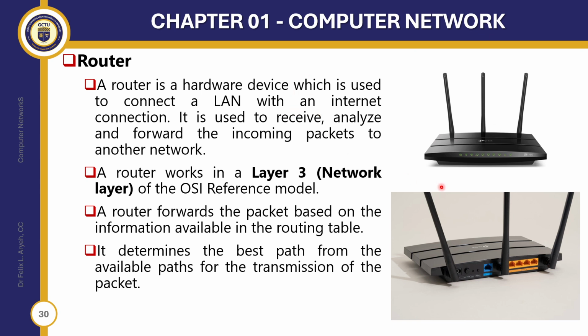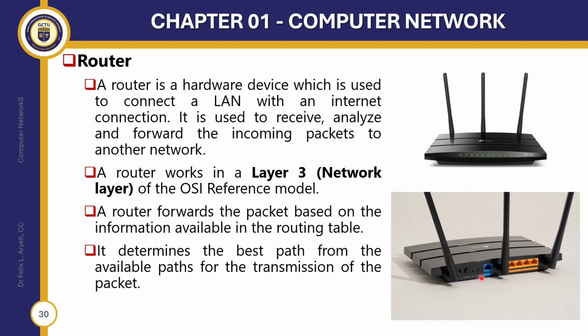These are routers. We've seen routers all over the place. A router usually has two network cards, two networks. So this is one network and this is also another network. A router is a hardware device which is used to connect a LAN with an internet connection. It is used to receive, analyze, and forward incoming packets to another network.